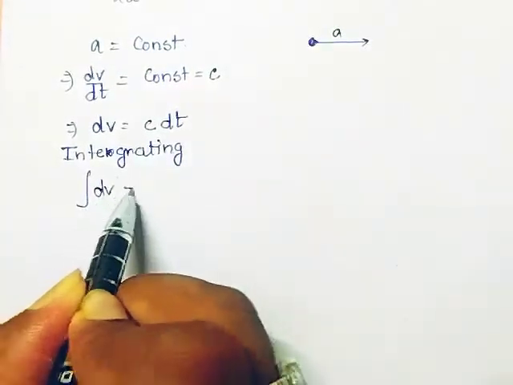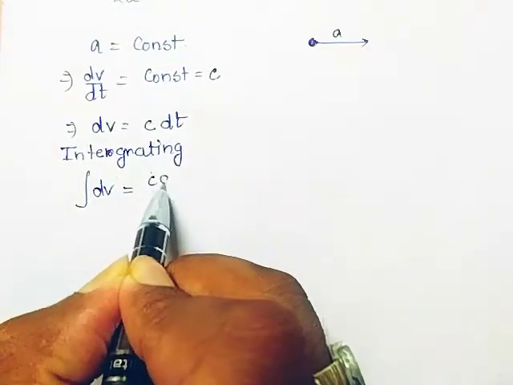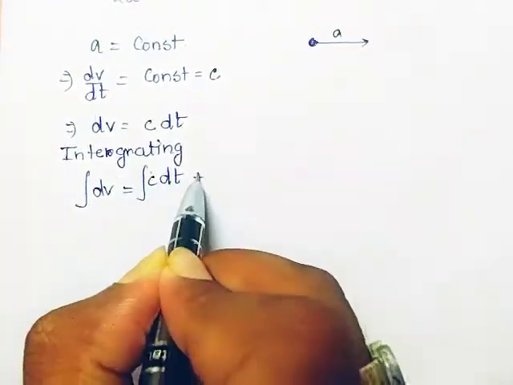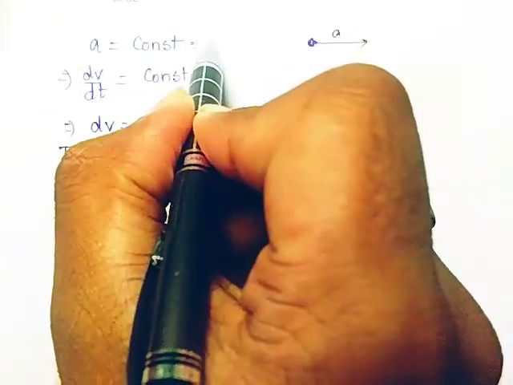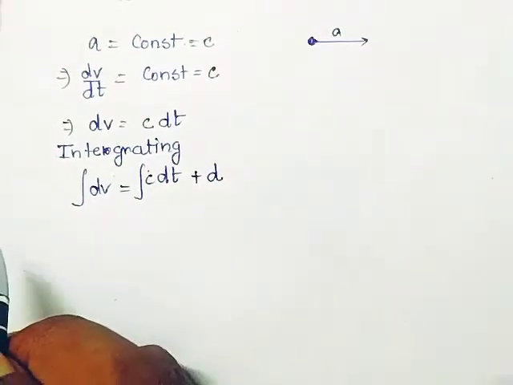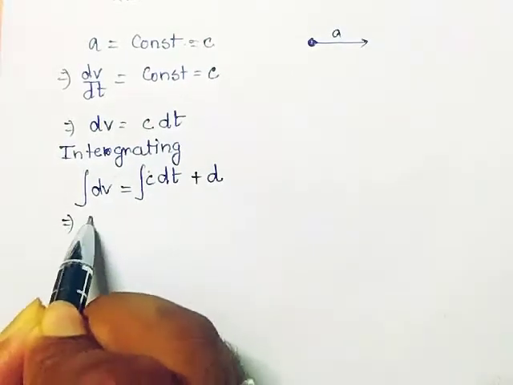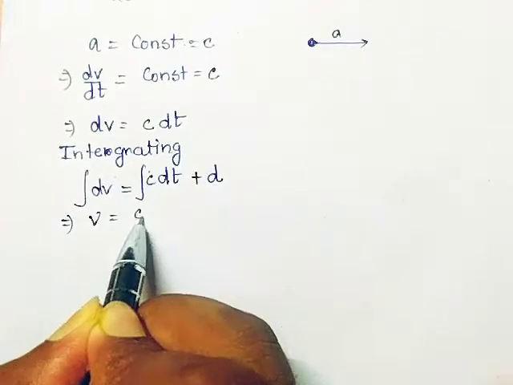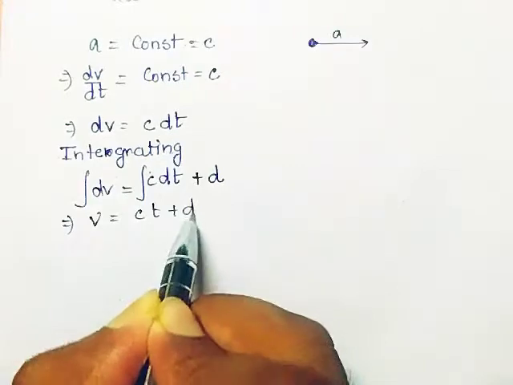Obviously here I am introducing the indefinite integral. Since I am introducing the indefinite integral, I have to use an integration constant. Obviously it is c. I have to introduce an integration constant, and that integration constant is d, and also I have to apply the boundary conditions. After we do the integration, c is a constant, so it can be taken outside the integration. It will be ct plus d.